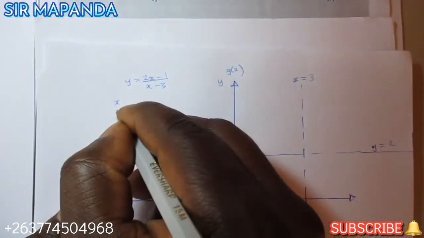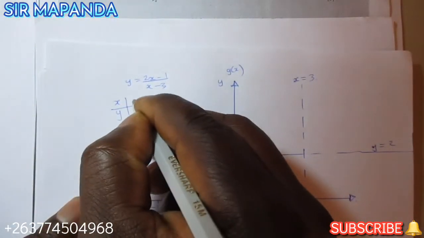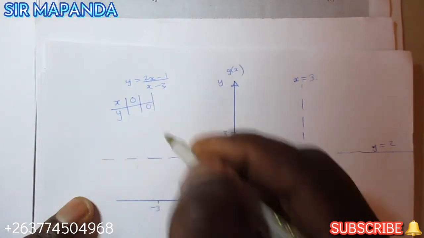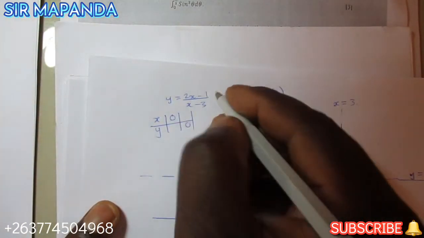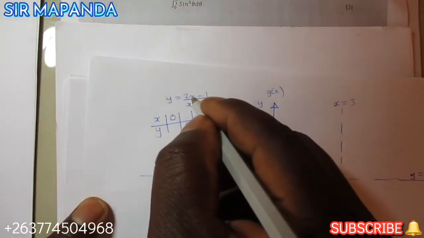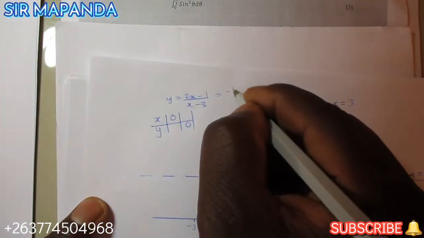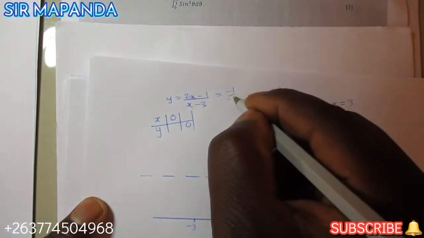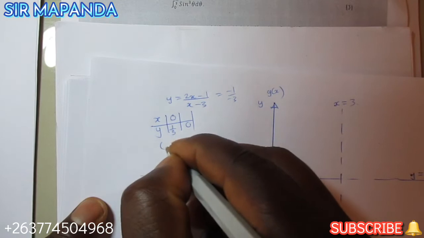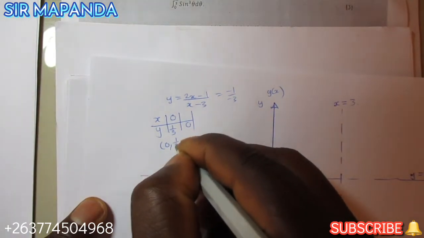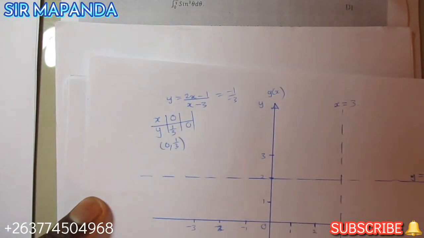Right. The value of x when y is 0 and the value of y when x is 0. So when x is 0, you get, if you put 0 on this, you get minus 1. Put 0 on x, you get minus 3. So when x is 0, y is 1/3. So the first point is 0 and 1 over 3. I hope you are listening.